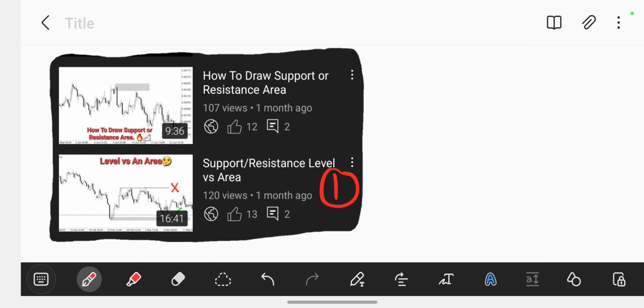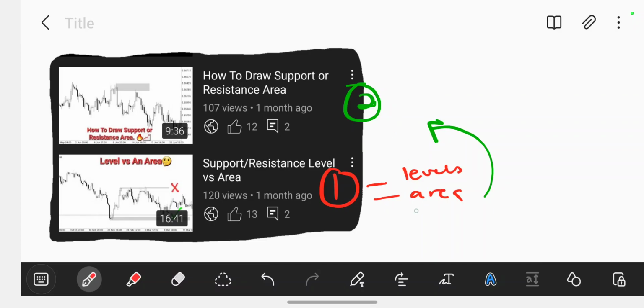So start with the difference between the support, the level and the area. After that, watch this one as video number 1, it will tell you why it is not advisable to mark levels, but rather to mark it as an area. And when you agree that it's best to mark it as an area, that's when you move to the next video, video number 2. This week, you're going to watch it as video number 2, where it will show you how to mark that area that you said you're going to use.